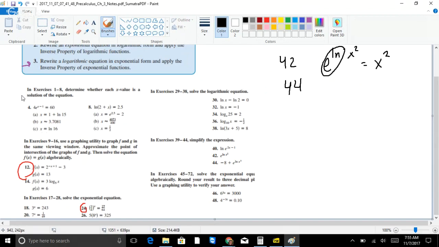44: negative 8 plus e to the natural log of x cubed. Again, inverse, so we just have negative 8 plus x cubed. Nice, easy section there, right?